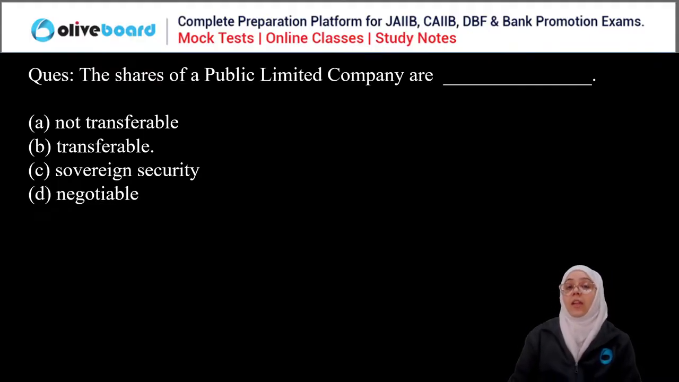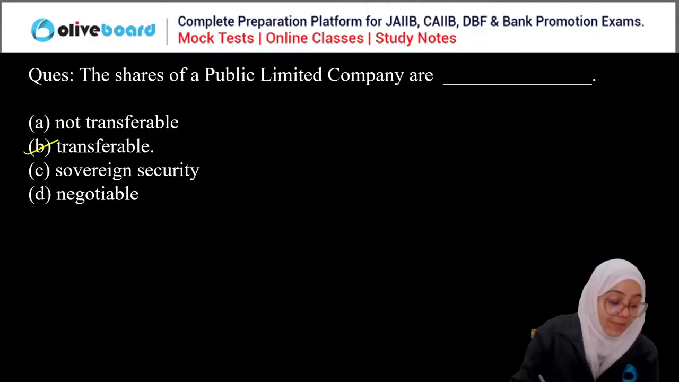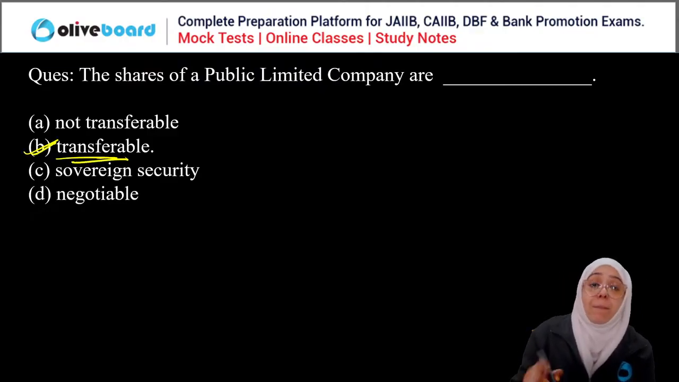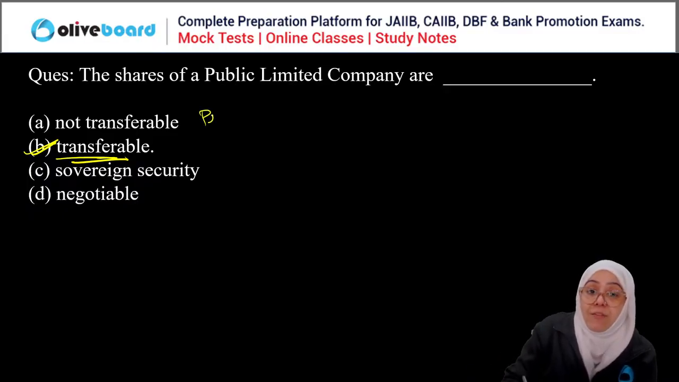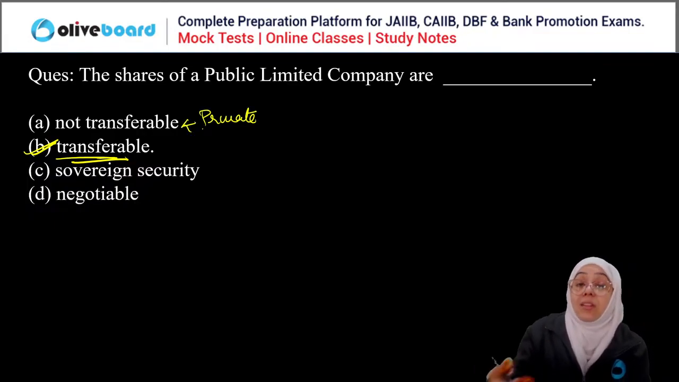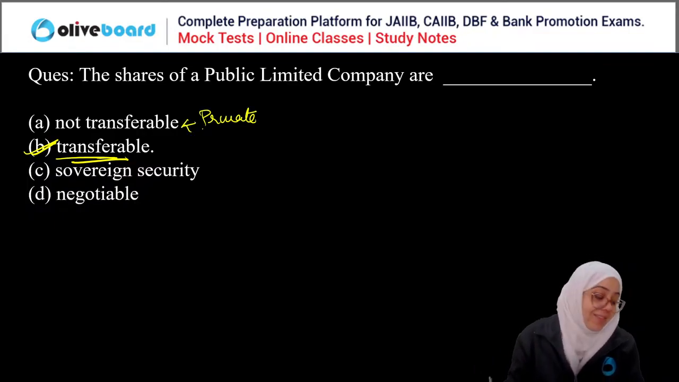So, when we are talking about shares, shares of a public limited company are always transferable. Public limited company shares are freely transferable. Private limited company shares are not transferable or are restricted. So B is the correct answer.